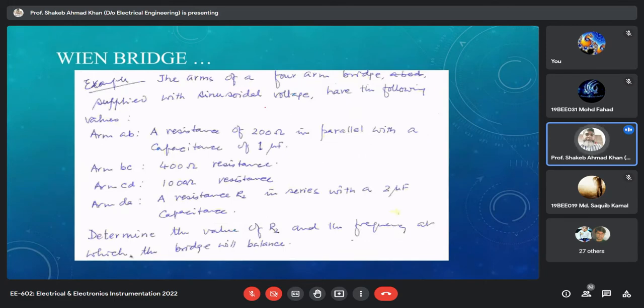Now I want you to solve this problem. This is based upon the Wien's bridge. You solve this problem, please, all of you. You apply yourself, and you will be able to solve it, please.